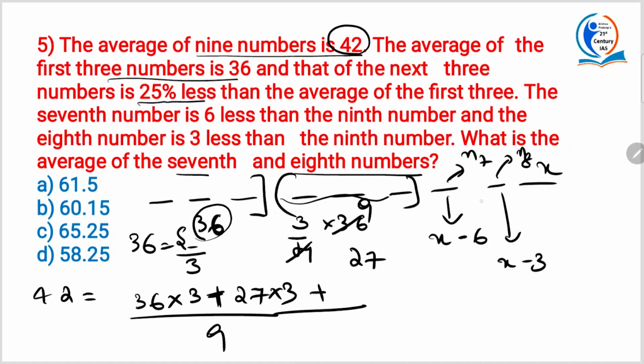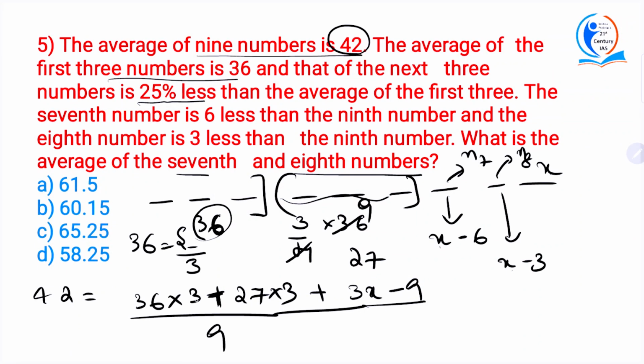These 3 numbers. Now what is the sum of these 3 numbers? The last 3 numbers. It will be x plus x minus 6 plus x minus 3. Okay, then what will it become? It will be 3x minus 9. Alright, now we can take 3 common.